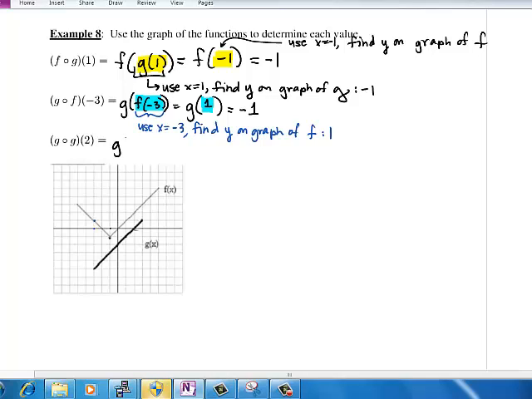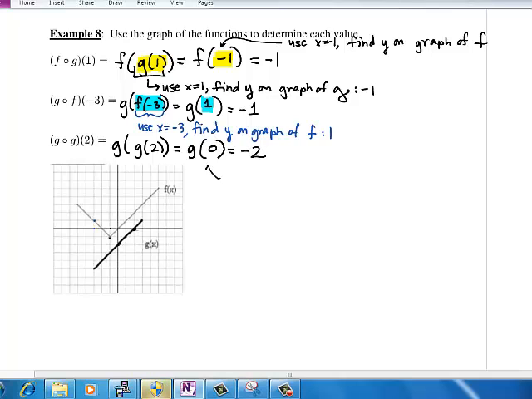Lastly, let's find g of g of 2. So I'm going to use x equals 2 and first find the y value on the graph of g. That appears to be 0. Leave the outside g as it is and replace the inside g of 2 with that y value 0. That y value becomes your new x value now. It's the input, or the x value, for the graph of g. So I'm on the y-axis and I go look for the y value. Looks like negative 2.